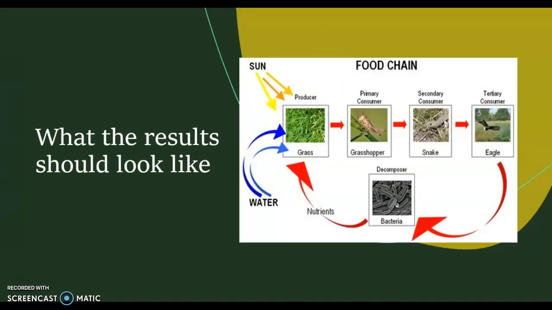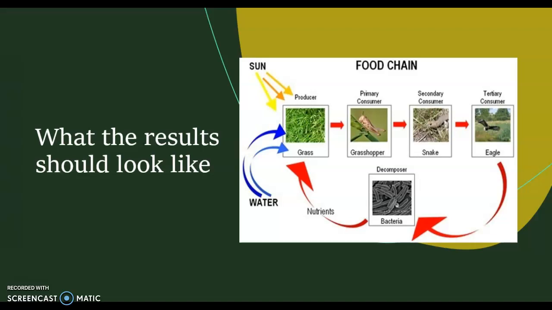So what the results should look like. This was the best thing I found for what I had in my mind of what the project would look like. You would get your students to use your markers and draw the rays of the sun coming down, and then with the Velcro you'll stick the Velcro on the poster board and have them put the food chain in order for the transfer of energy.